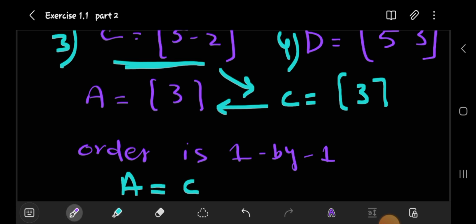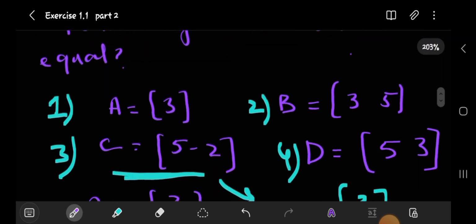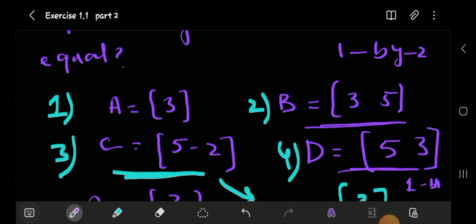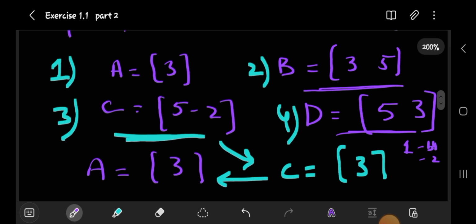Question number 3. Now if we talk about the matrix B, we have 3 and 5, and its order is 1 by 2. And if we talk about the matrix D, we also have its order as 1 by 2. So both B and D have the equal order.